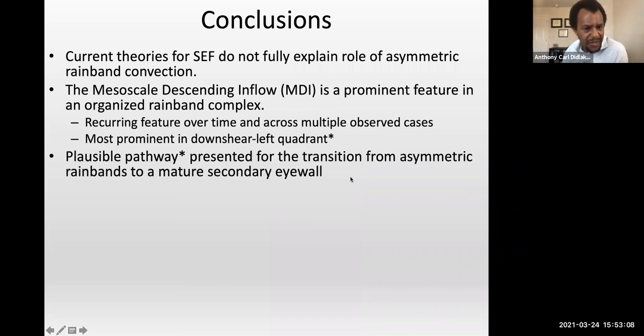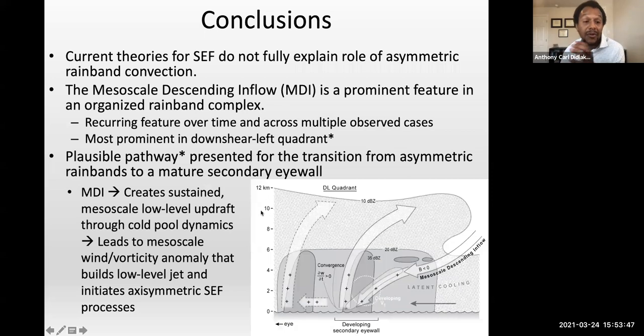So just to reiterate again, this was a plausible pathway for the transition from asymmetric rainbands to a mature secondary eyewall. And this is not to say that it's the only pathway, and it's not to say that all of the secondary eyewall formation pathways are mutually exclusive, but it is one way in which it can contribute to other theories, such as the axisymmetric balanced dynamics theory, where you have a concentrated region of a vorticity anomaly that can be created by these organized rainband complexes and by the NDI itself.